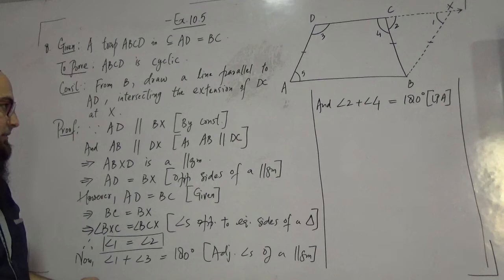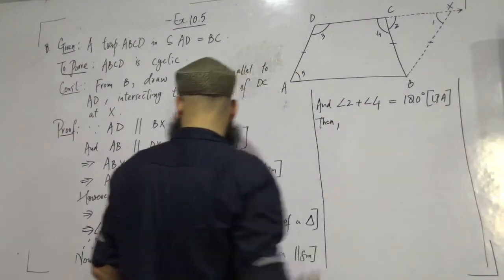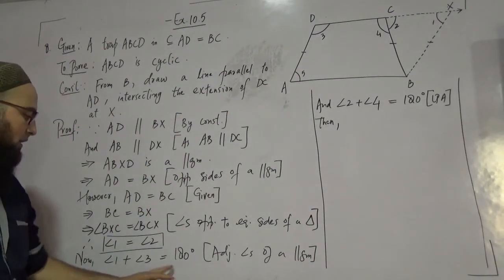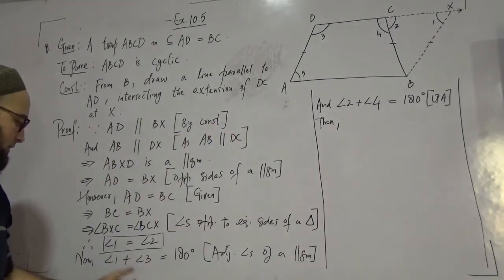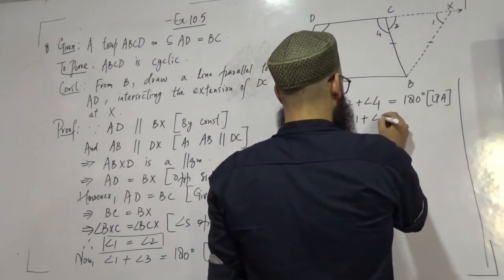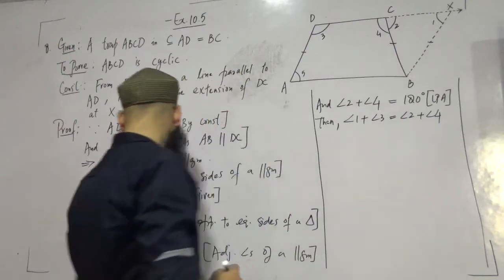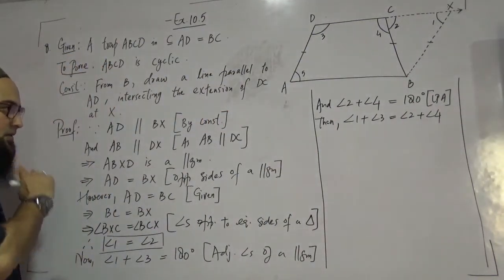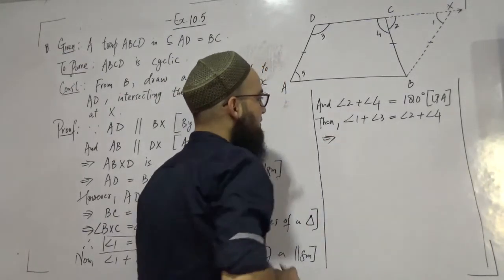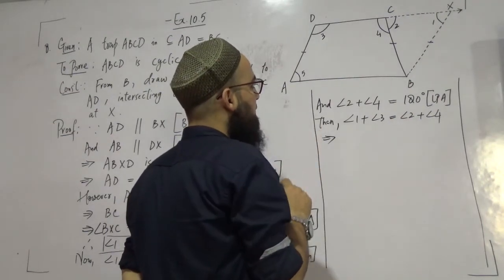Now 1 plus 3 is 180. 2 plus 4 is also 180. So that means angle 1 plus angle 3 is equal to angle 2 plus angle 4. Good. Now you can make one substitution.